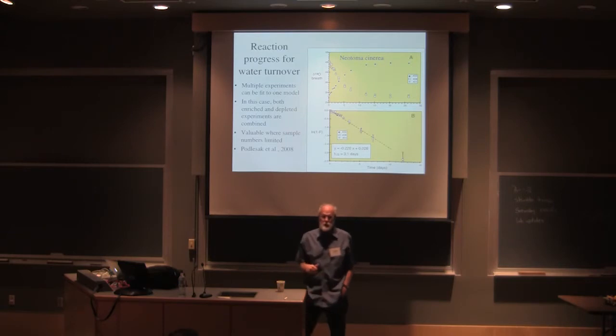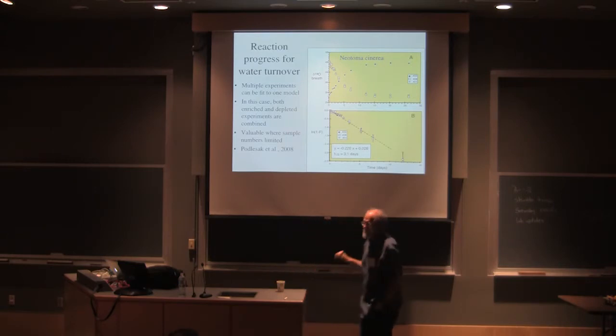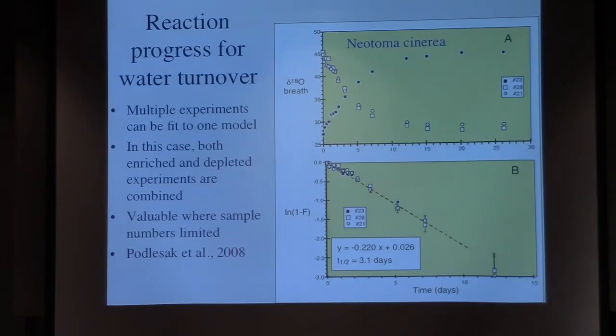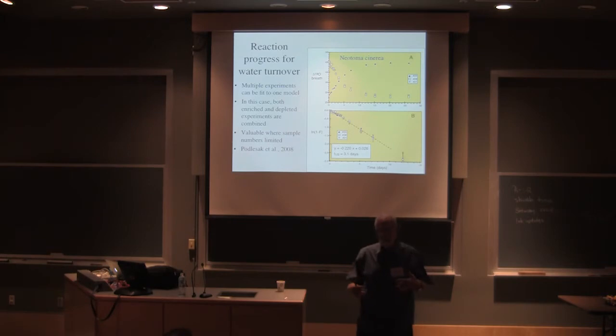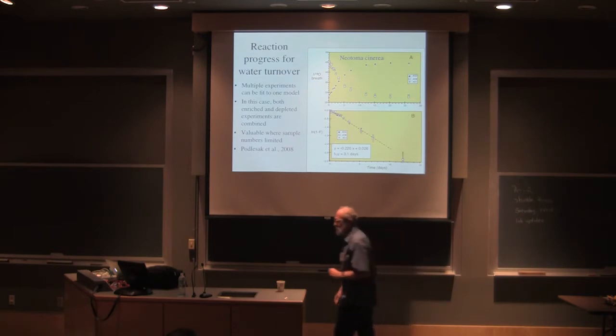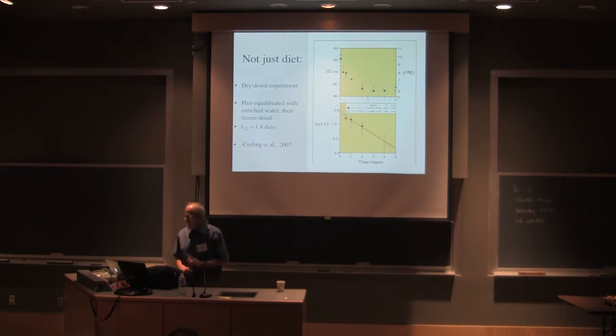So again, this is really valuable where you've got limited samples. Okay, if you can combine experiments that actually have different isotope initial and end points, you can actually combine them because you just need to renormalize. So you go initial value, call it 1, final value, call it 0, and you can do that. It's simple if you do that.